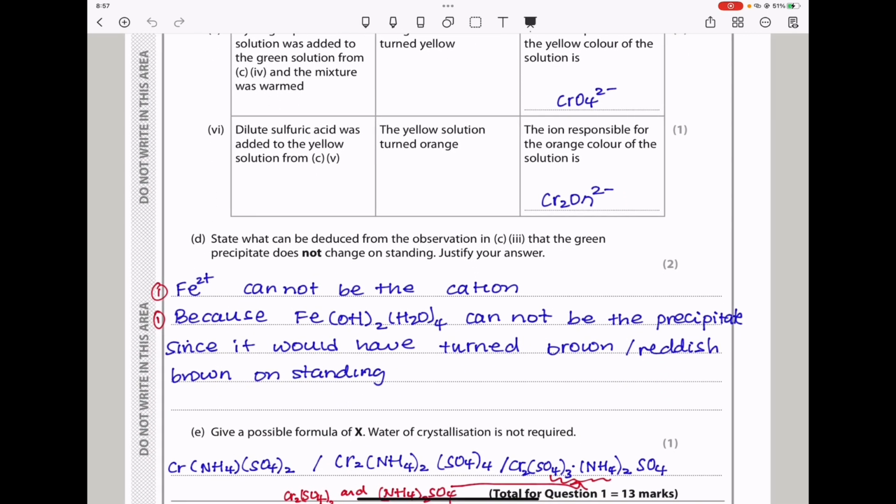So down here they say, state what can be deduced from the observation in C3 that the green precipitate does not change on standing, and justify your answer. If the green precipitate did not change on standing, it means the cation present couldn't be iron 2. So I say that it cannot be iron 2 because if it was iron 2, oxidation could have occurred. So I said because if it was that, meaning after adding a few drops of sodium hydroxide, you would form this. This cannot be the precipitate since it would have turned brown or red brown on standing, because it could have been oxidized to Fe(OH)3(H2O)3, which is going to be the complex of iron 3.